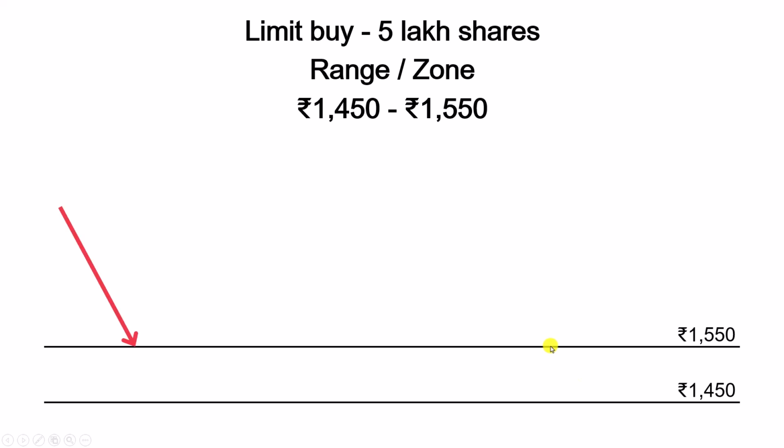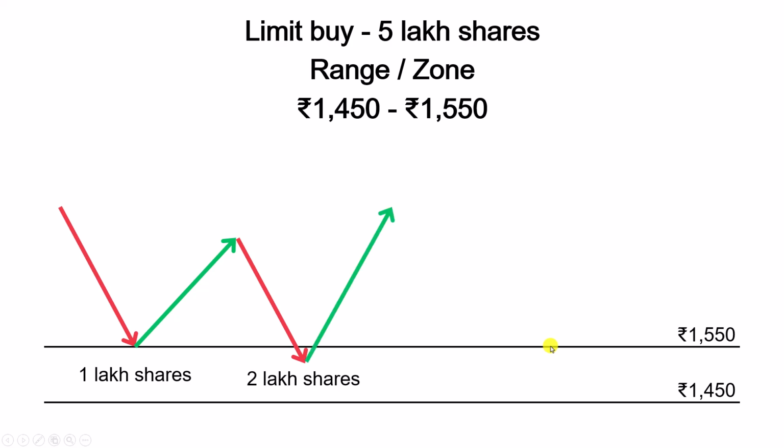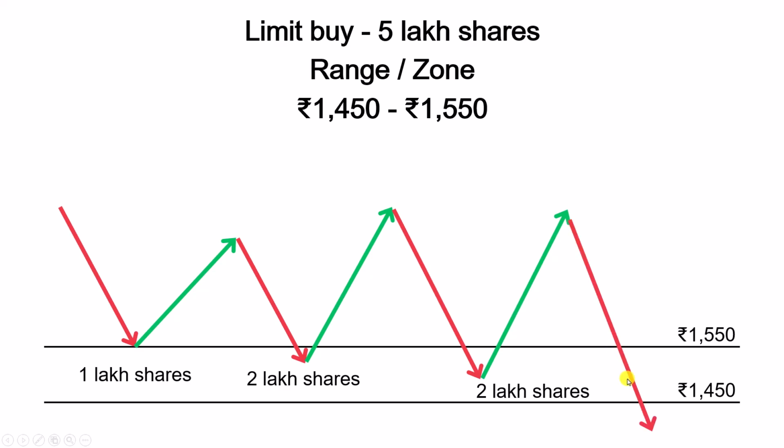Price comes down, some orders get executed, price moves up, it comes down once again, some more orders get executed, price moves up, comes down, all the orders get executed, the price moves up, and now when it comes down, it breaks and goes down. This is what happens, correct?